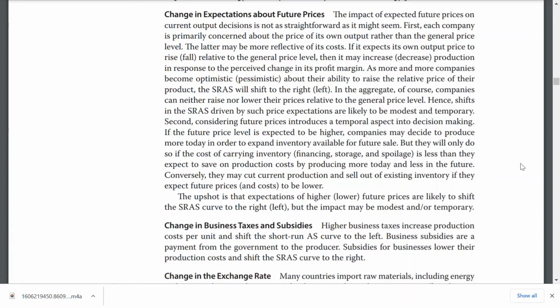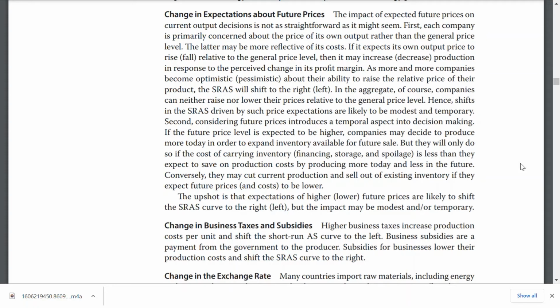If the future price level is expected to be higher, companies may decide to produce more today in order to expand inventory available for future sales, but they will only do so if the cost of carrying inventory, financing, storage, and spoilage is less than they expect to save on production costs by producing more today and less in the future.